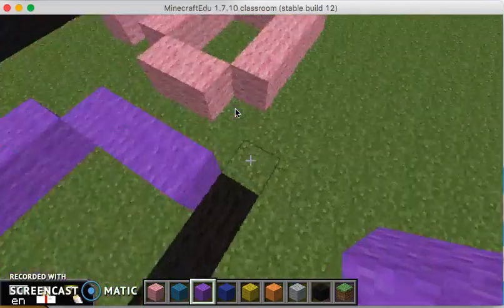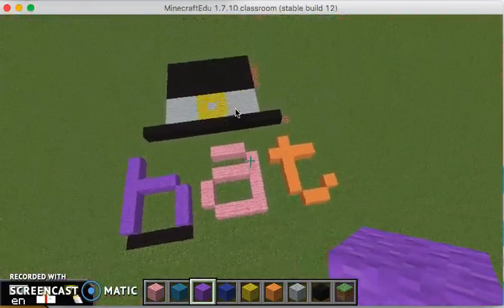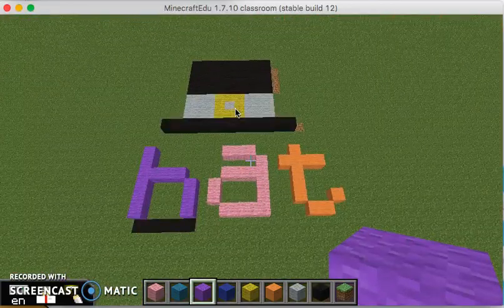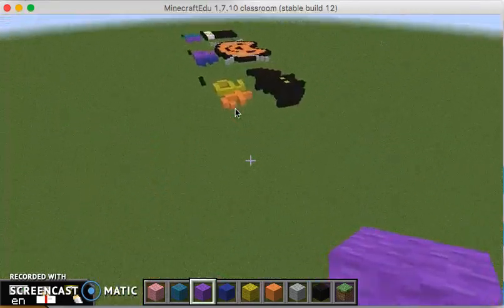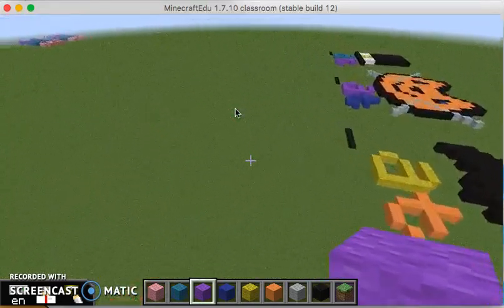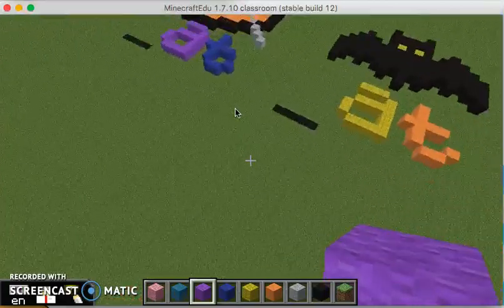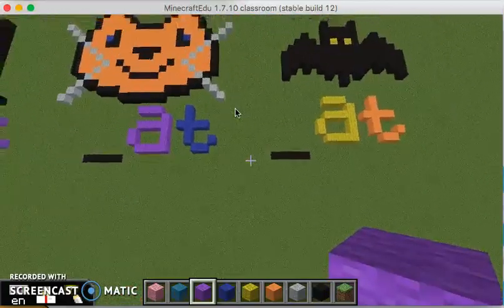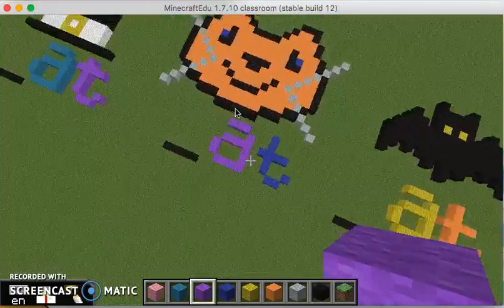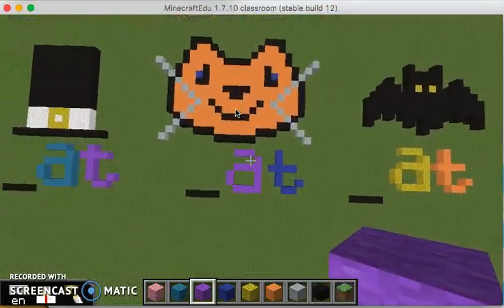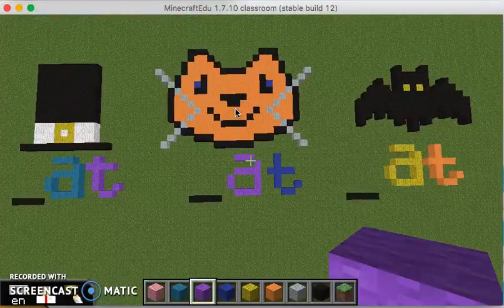Okay. Then when we come back out, now the student has filled in hat and they've got the picture of the hat to match it. To give you an idea of some other ones, I've done a couple of others. I have my hat already, and then I based my other drawings off of some pixelated art I found. There's my cat and my bat, and again the students would do the same thing where they fill in the letter that belongs on the blank.